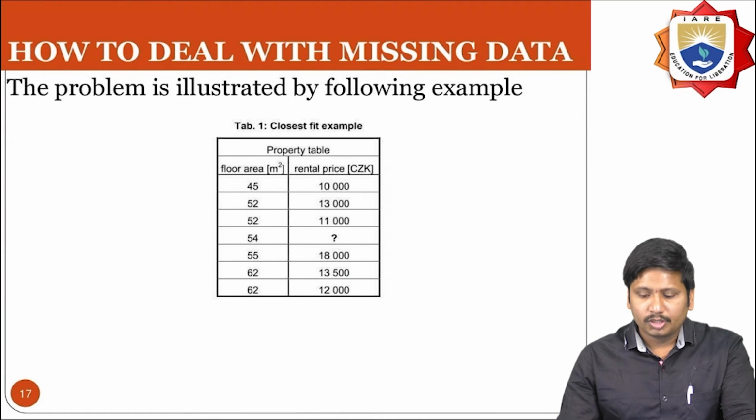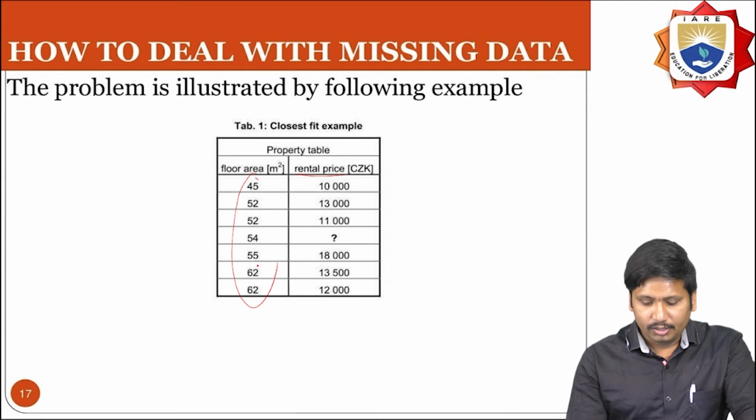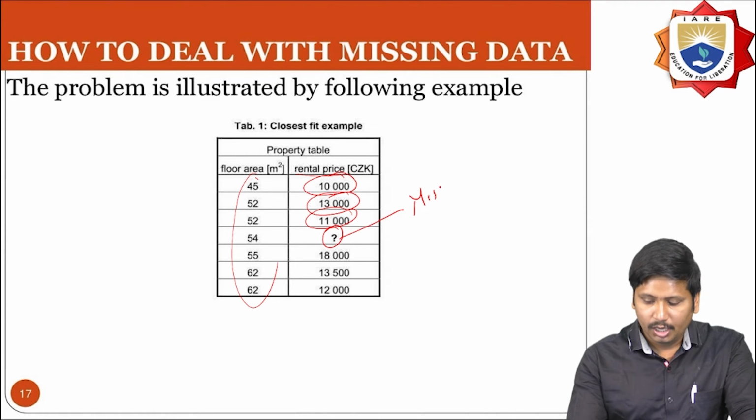Some of the problems are going to be illustrated by the following example. Suppose the floor area is here and the rental price. In this table I'm taking the floor area as 45, 52, 50, 54, and then the rental price should be 10,000 for 45 square meters and 13,000 for 52. But what about 54? Here this should be considered as missing data. How are we going to fill it?